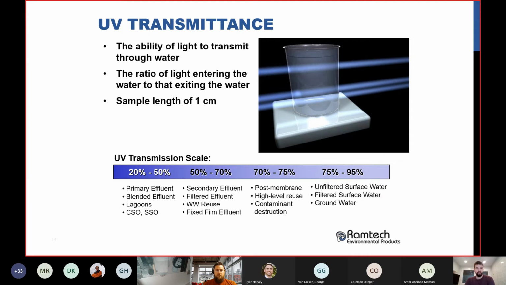UVT is the other important sizing parameter, and it is often overlooked, but 9 times out of 10 when we see issues with plants, it's because they've misunderstood what their UVT is. UVT, transmittance, is the amount of UV light that can pass through 1 centimeter of water. Very simply, we fill a small cuvette with 1 centimeter of water, put a UV light on one side and a sensor on the other side, shine it through, and get the percentage that makes it. That's it. And then that percentage is what we use in our sizing tools.